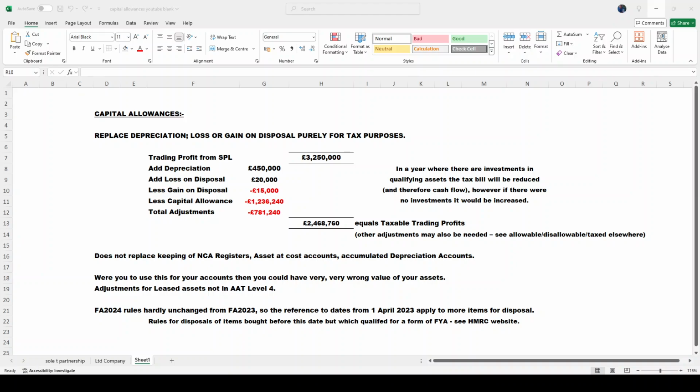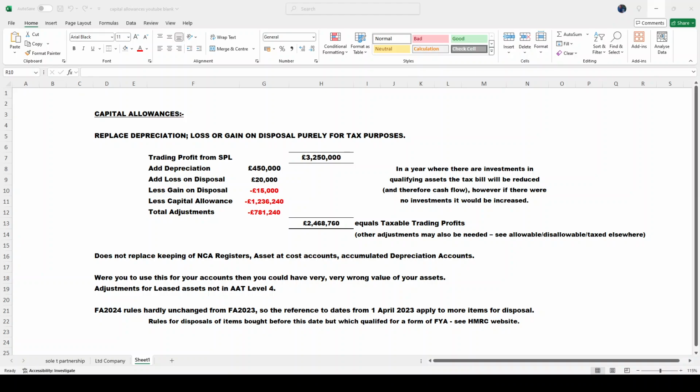We still leave the accounting profit as normal, and we still need all our ledger accounts associated with our non-current assets. So our trading profit, we're going to add back in depreciation, add a loss on disposal, take off a gain on disposal, and replace it with our capital allowances that we're just about to calculate. In this case, in a year where lots of investments have been made, we're now paying our corporation tax on almost £1 million less.